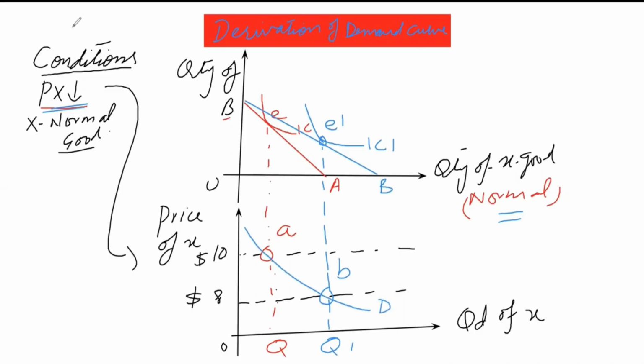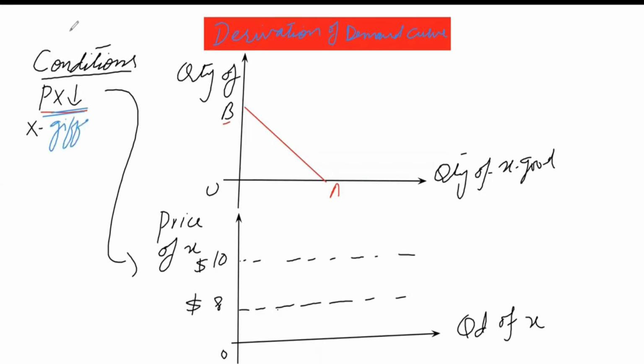Now join points A and B to get a demand curve. So this is a normal demand curve which is negatively sloped, and it confirms the scenario which we already discussed in AS level. Now if the X good is a Giffen good, then how will it affect the demand curve and what will be the shape of the demand curve in this situation.